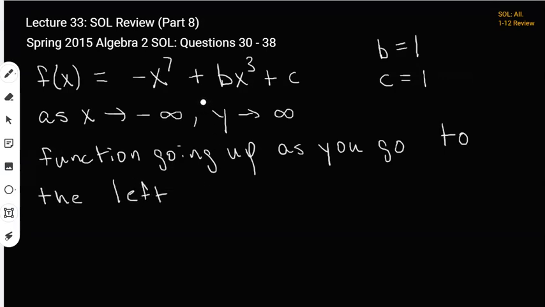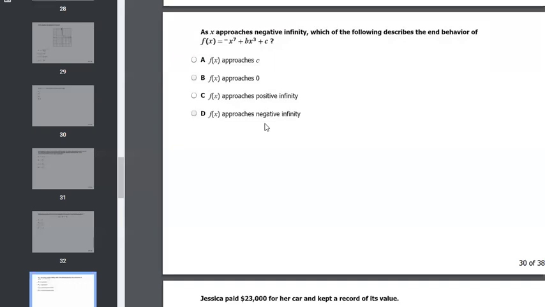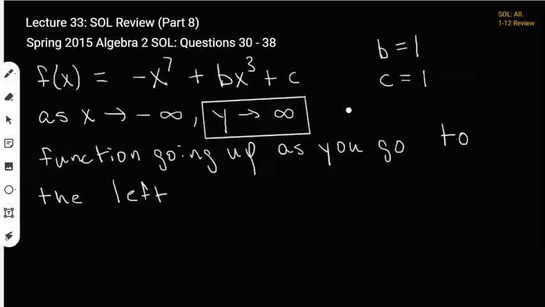And I'll put a box around this. So f of x is going to approach positive infinity. That's going to be c. So you could say y approaches infinity, or you could say f of x approaches infinity, because y and f of x are the same thing. And I'll put a box around this too.